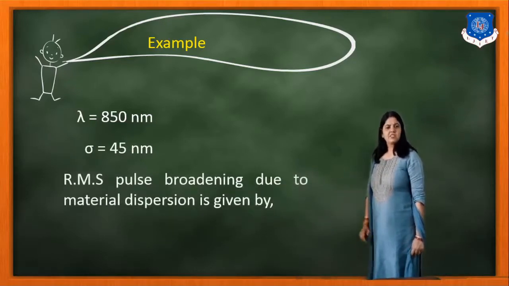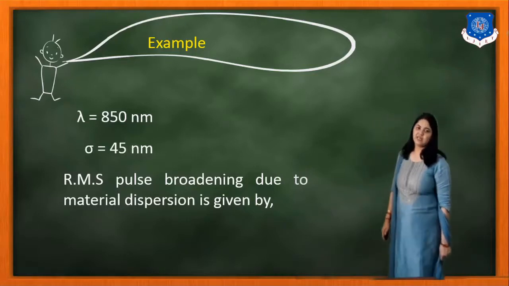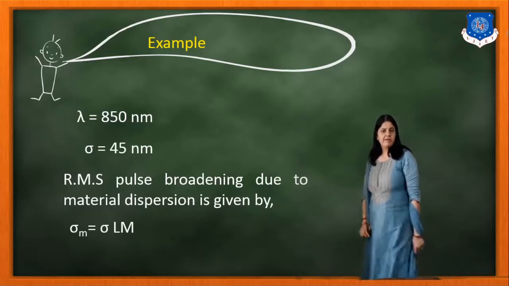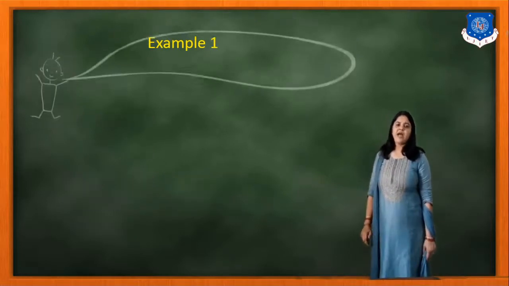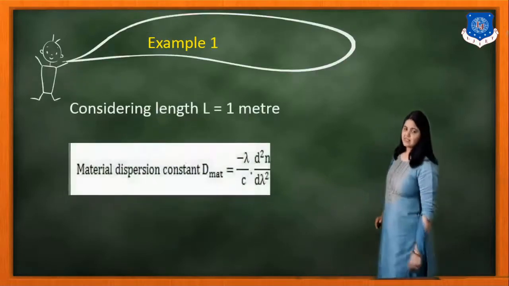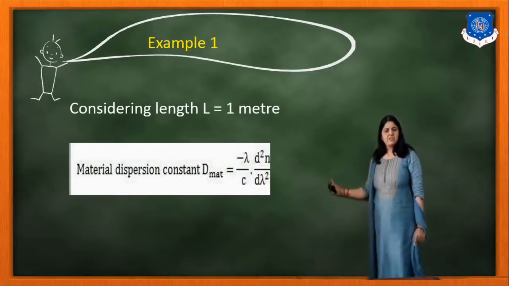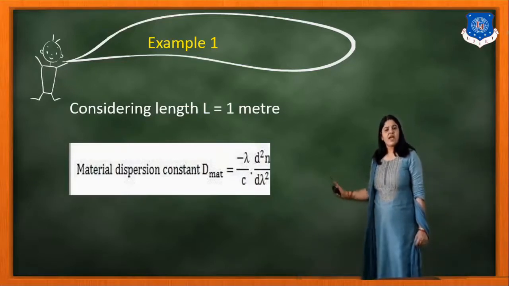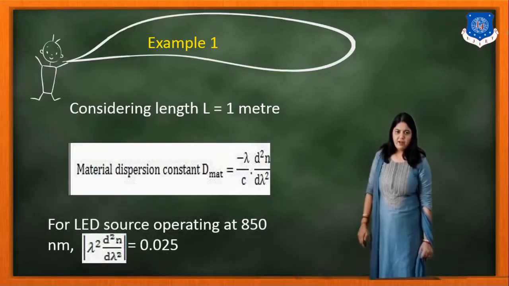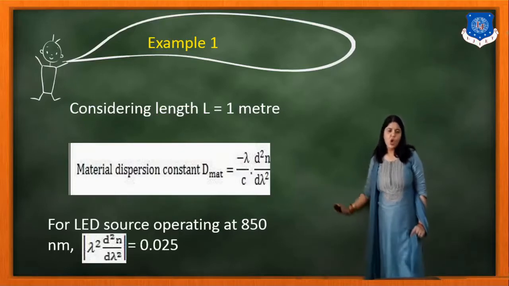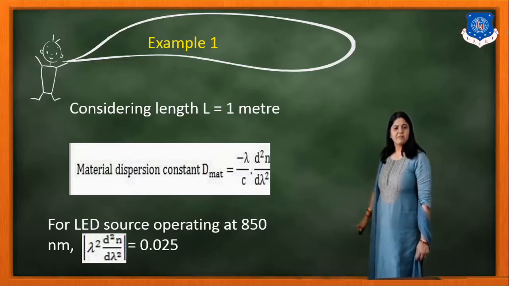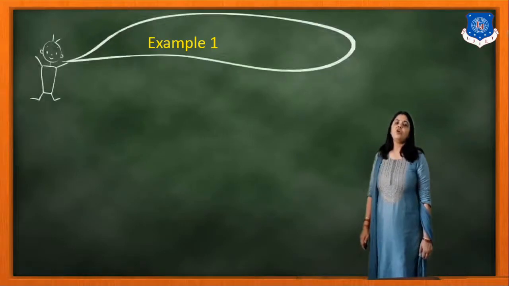Now the RMS pulse broadening due to the material dispersion is given by this equation: sigma m is equal to sigma into L into M. The length is 1 kilometer, and the material dispersion M is equal to minus lambda upon c, d square n upon d lambda square. Here the LED source is operating at 850 nanometer, and the value given for lambda square d square n upon d lambda square is 0.025.